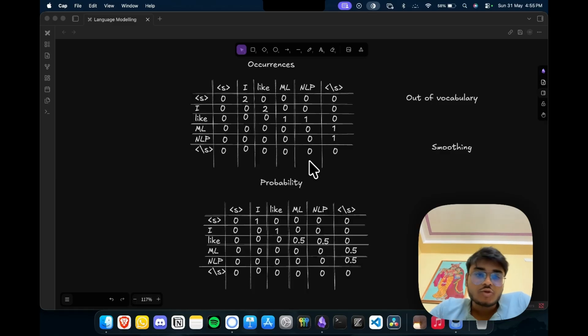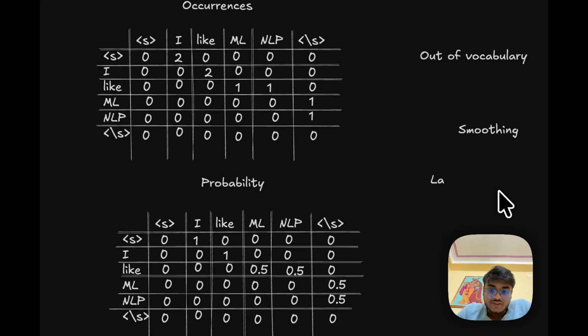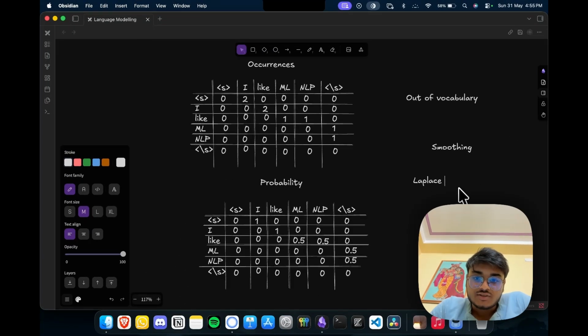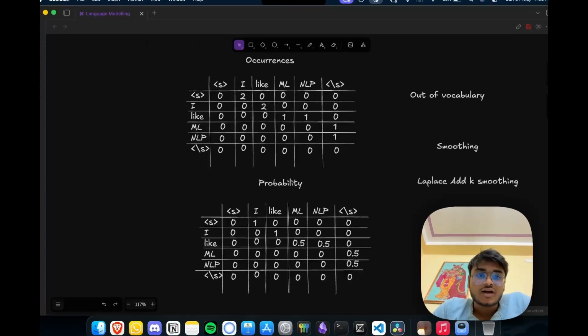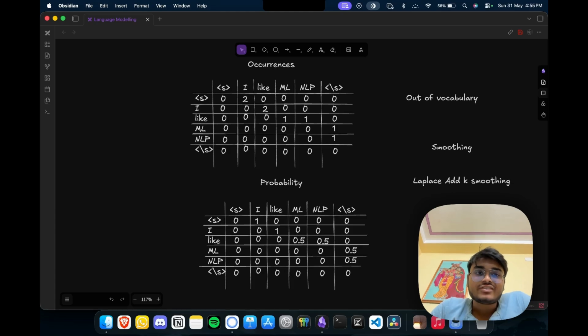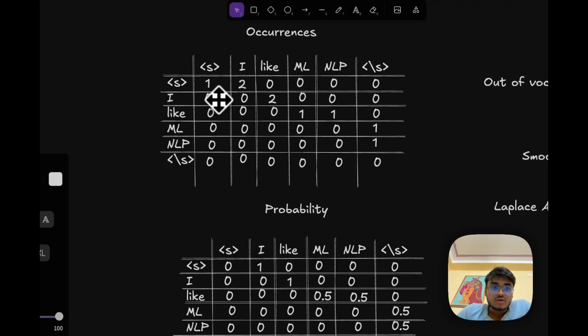So the idea of smoothing is that we're going to understand Laplace add k smoothing. The idea of smoothing is to give the out of vocabulary words, or whatever words have a probability of 0, an add k or 1 to it. Let's say I add 1 to the whole thing.